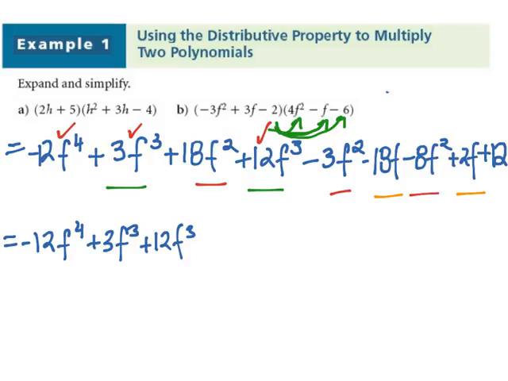Let's continue on. Now we're going to the squares. We have 18f squared, so that's done. We also have negative 3f squared. Okay, give yourself that check mark. And we also have one more, negative 8f squared.